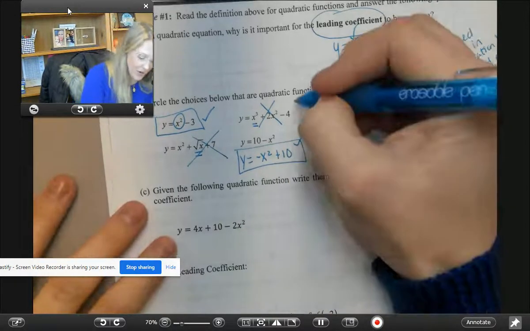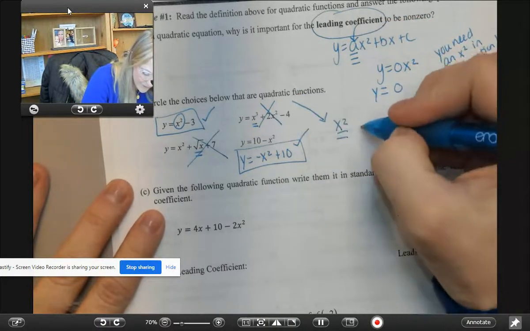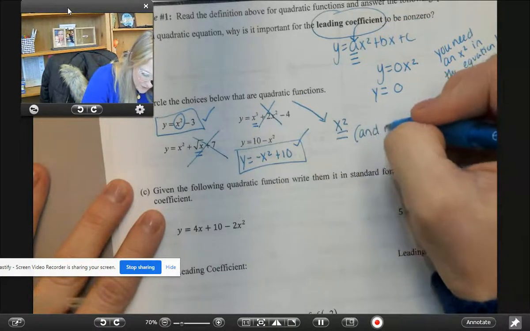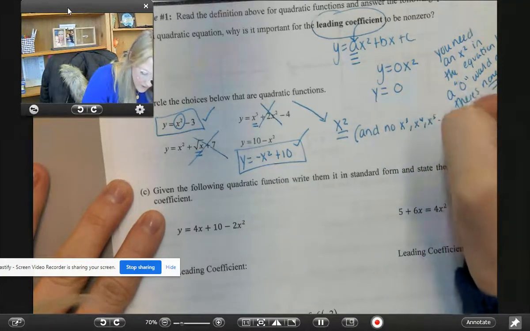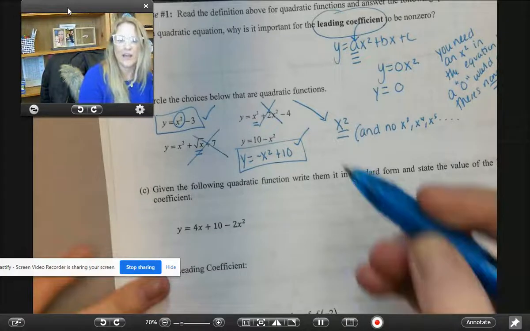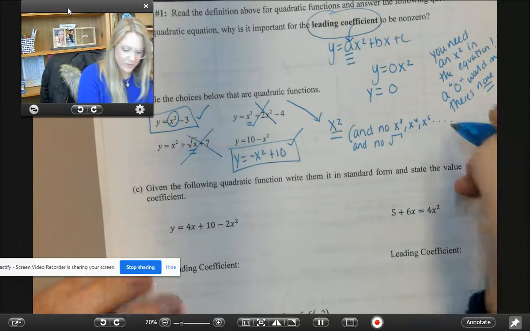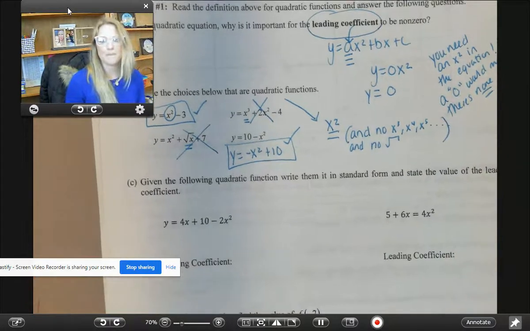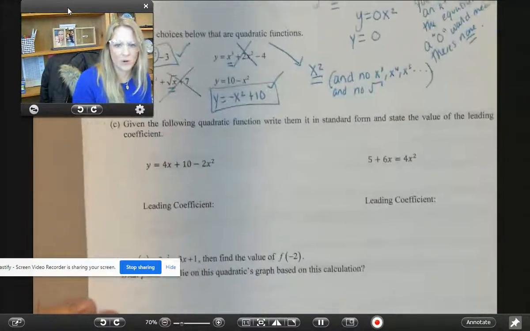So what does it mean to be quadratic? To be quadratic, you have to have an x squared and no x third, x fourth, x fifth, all the way up to whatever, and no square roots. Okay? All right, so let's continue. Let's talk more about quadratics.